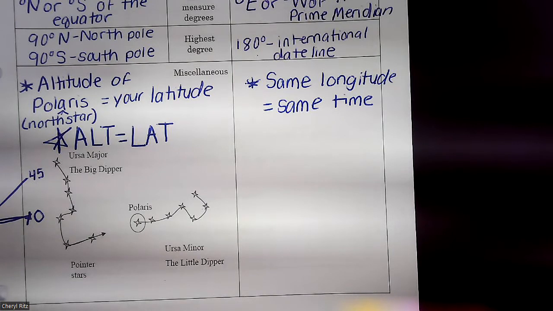I'm just going to slap up a quick picture here. Here's a picture of the world. Zoom in over here on North America. Which way does longitude go? Up and down.